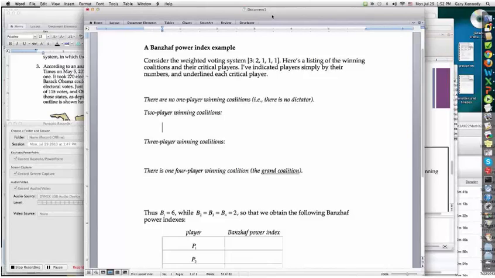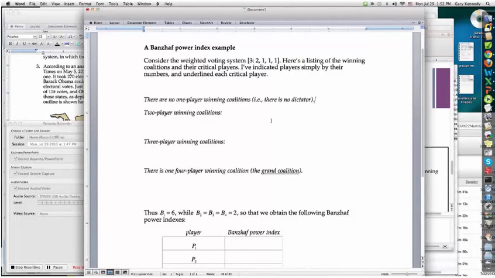Now, what we need to do is to make a list of the winning coalitions and indicate the critical players. Well, let me first of all remark, as I do right here, that there are no one-player winning coalitions. Nobody alone has 3 votes. So there's no one-player winning coalition. To say that another way, there is no dictator.